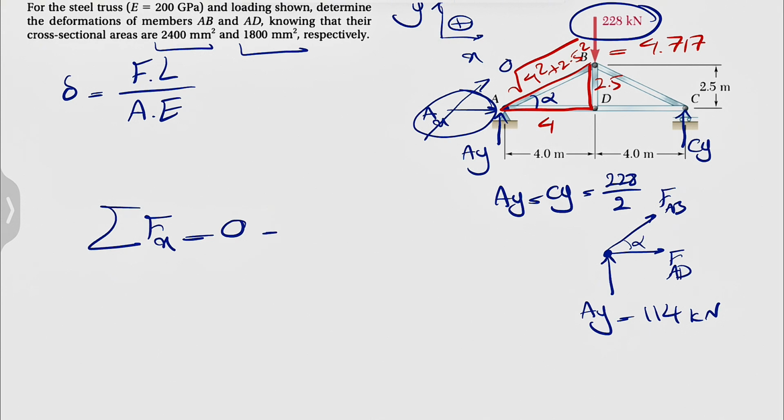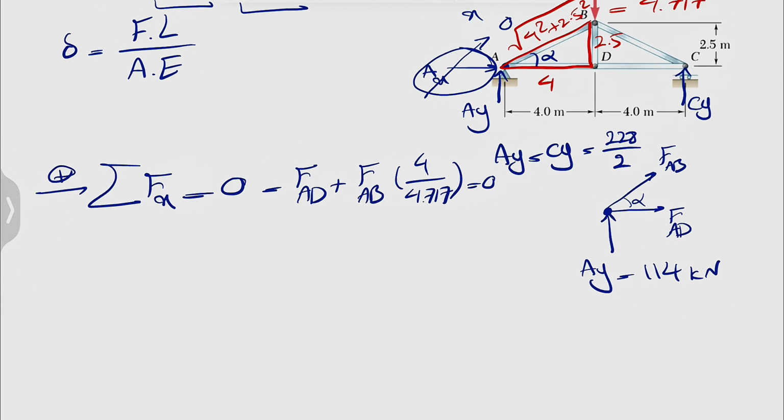Now we should be good to go to find the x component. We have the FAD, which is in the positive direction of x, and again this is our positive direction for x. So FAD plus the x component of FAB, which is going to be cosine of alpha, or adjacent over the hypotenuse, 4 over 4.717, and this will be equal to 0 because of the equilibrium condition. So sum of all forces in x is equal to 0, and same for the y. So we have two unknowns.